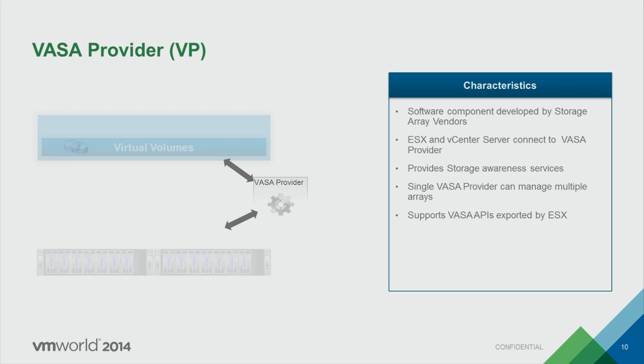I don't need to reiterate that. Every array which needs to provide virtual volumes has to support these APIs in order for it to talk virtual volumes. Okay? And now, finally, the final piece is how do you have this VASA provider?